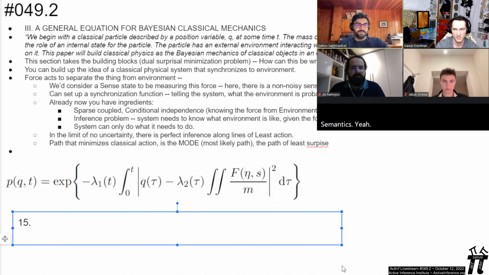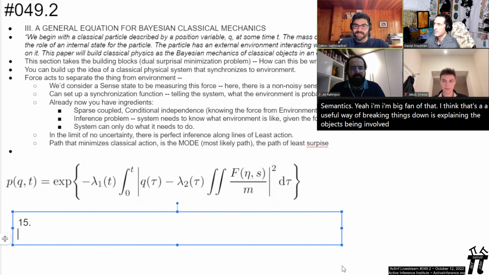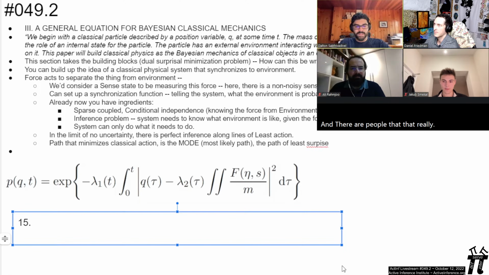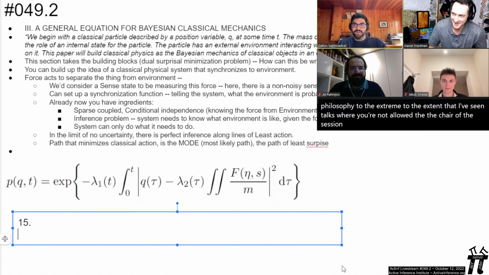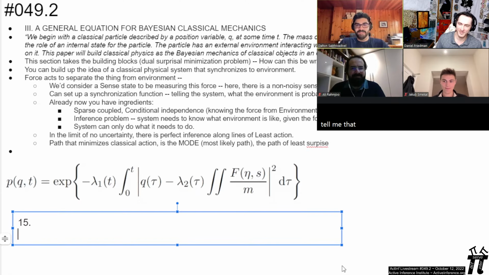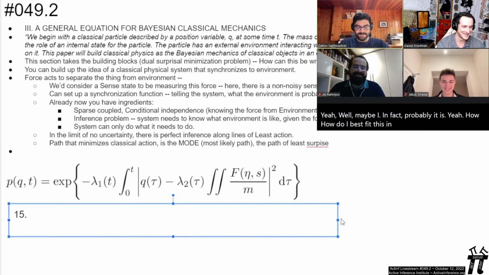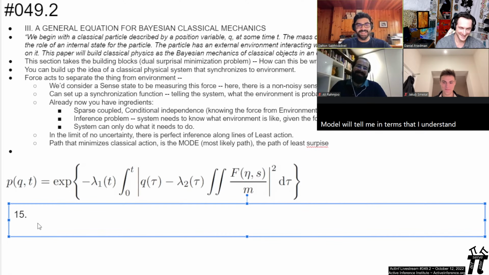Yeah, I'm a big fan of that. I think that's a useful way of breaking things down, explaining the objects being involved. And there are people that really take that philosophy to the extreme, to the extent that I've seen talks where the chair of the session says, okay, you're not allowed to just tell me the name of the thing. You need to explain to me what the thing is and what it's doing. I believe, isn't that a case of the chair doing inference on you? Yeah, well, maybe. In fact, probably it is. Yeah. How do I best fit this into my world model? Well, tell me in terms that I understand. Yeah, explain it to me. That's really what it is.